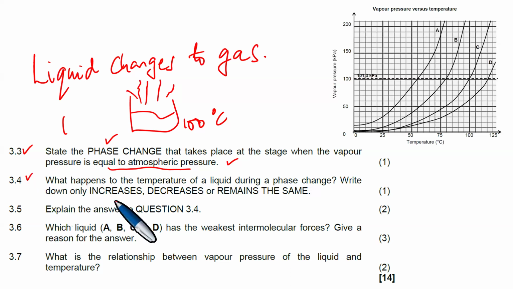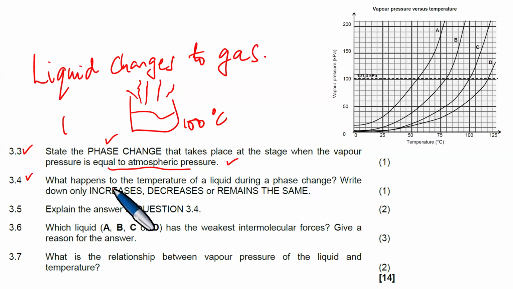What happens to the temperature of a liquid during a phase change? It only increases, decreases, or remains the same. What happens to the temperature of a liquid during a phase change? Like in water, when the water changes to gas, what happens to the temperature of a liquid during a phase change? Okay, you already know it's a bit tricky, this one.